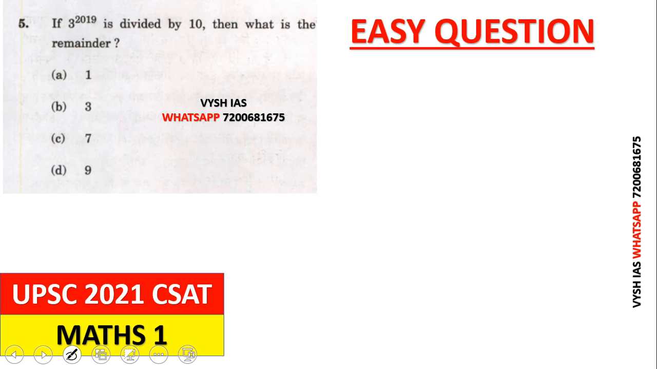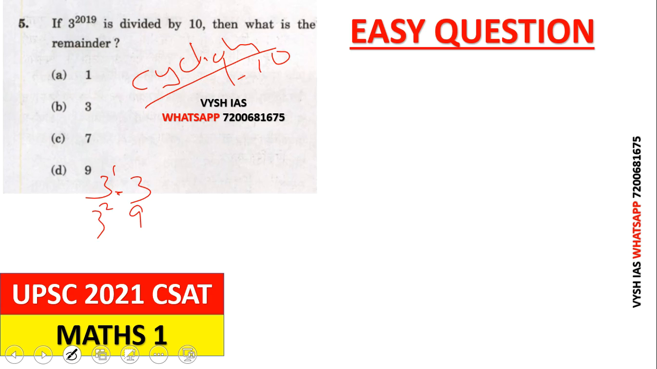For this you have to know something called cyclicity, or the cycle of each number from 1 to 10. What is cyclicity? It is very simple. Suppose you take 3. What is 3 power 1? 3. What is 3 square? 9. What is 3 cube? 27. What is 3 to the 4? 81. Meaning you're simply multiplying by 3 each time.